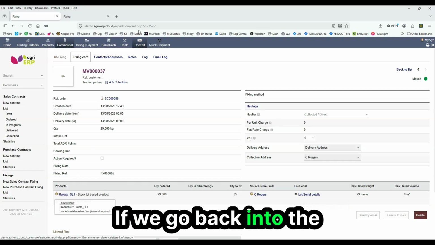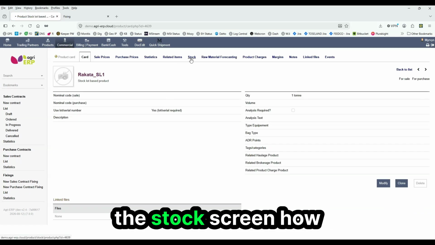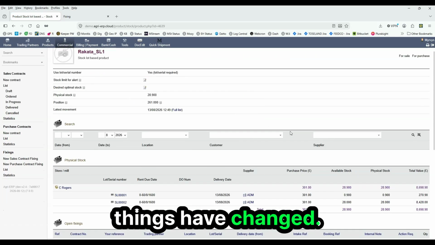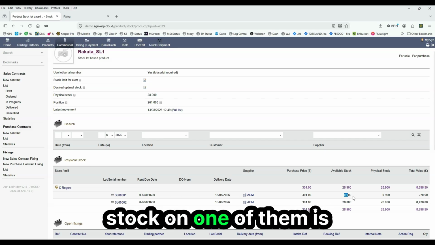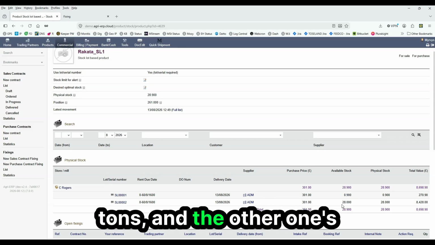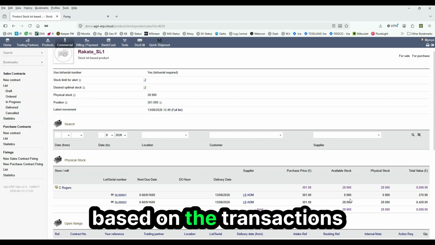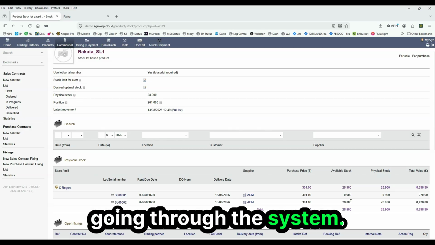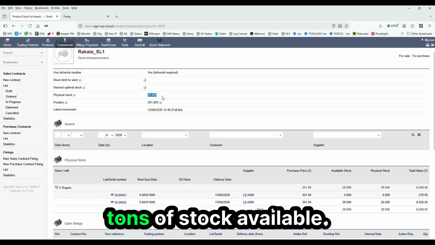If we go back into the product, we can see on the stock screen how things have changed. So here, under these 2 stock lots, the available stock on one of them is right down at 0.9 tons and the other one's at 28 tons. So those will always update based on the transactions going through the system. And here is showing that physically we have the 28.9 tons of stock available.